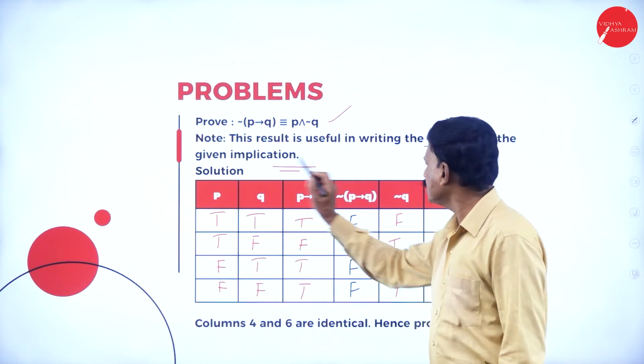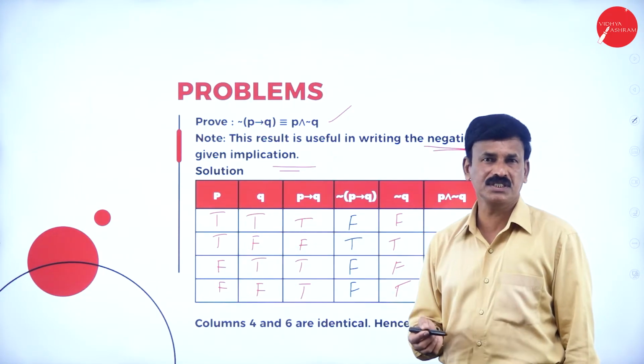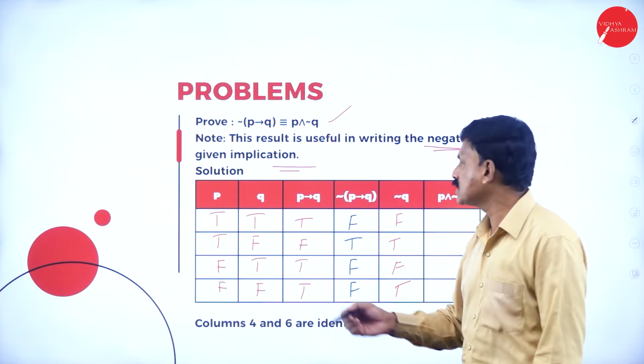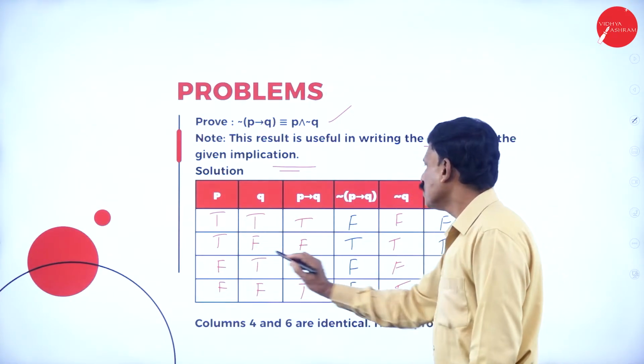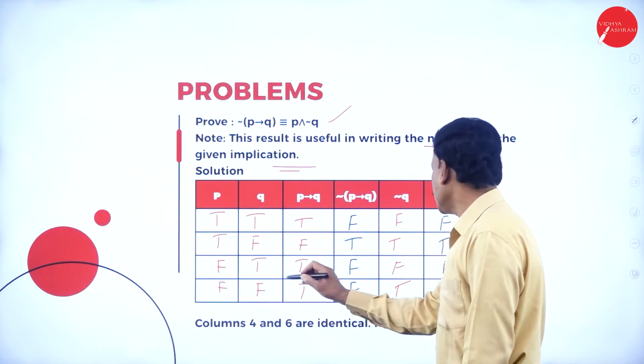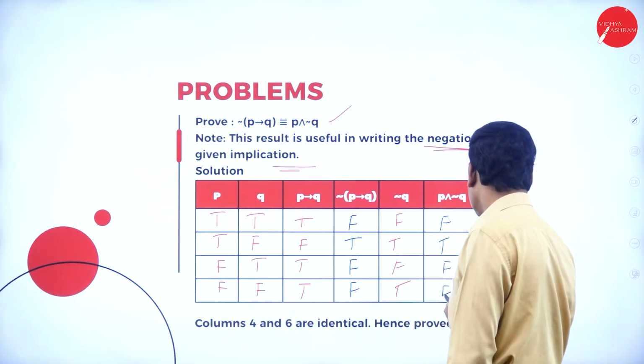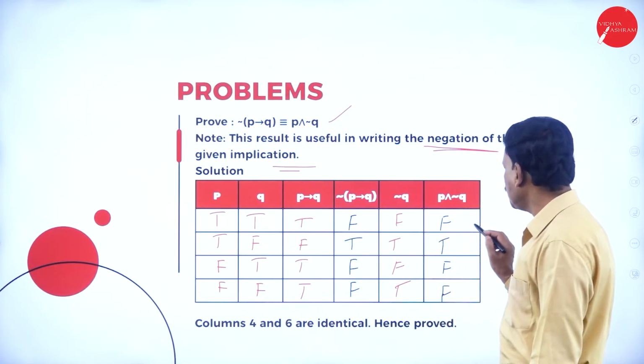P conjunction negation Q. So, in case of conjunction, true and true is true. In all other cases, it is false. So, true and false is false. True and true is true. False and false is false. Again, false and true is also false. See, this is F. So, F, T, F, F.